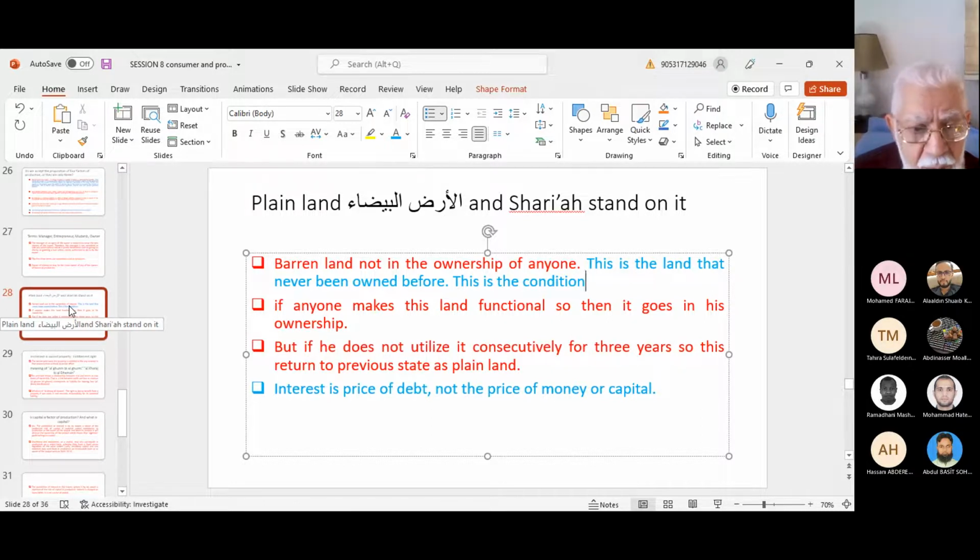But الأرض البيضاء, when you go now in the Amazon area, for instance, or in the desert of Egypt or Saudi Arabia or Libya, these deserts were not inhabited even before. So this is أرض بيضاء. Whereas the other, if it was owned before, it becomes أرض خراجية, not أرض بيضاء. And أرض خراجية belongs to the whole society, and the government takes control of it. Okay?